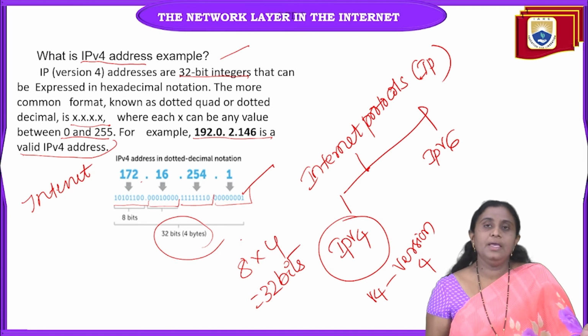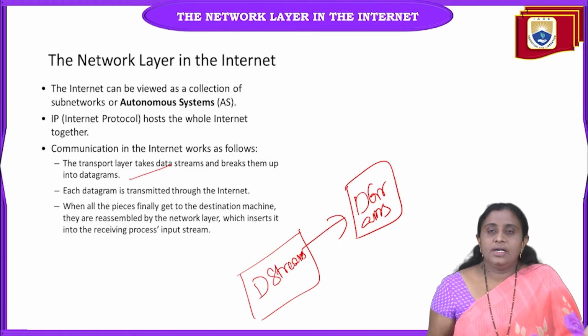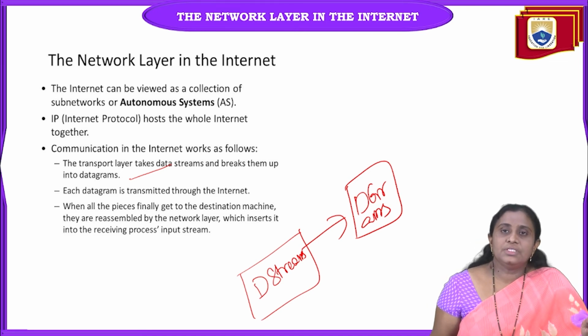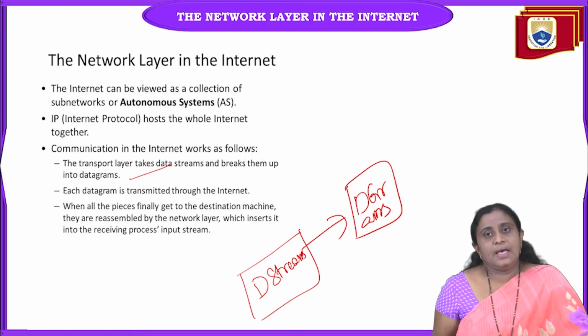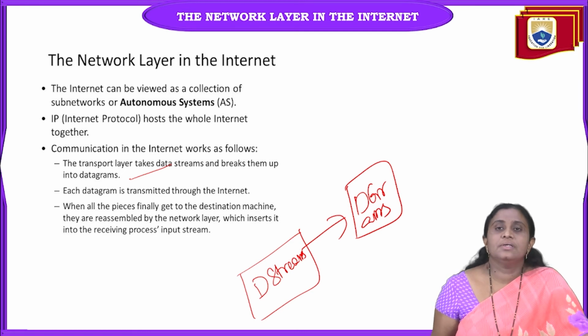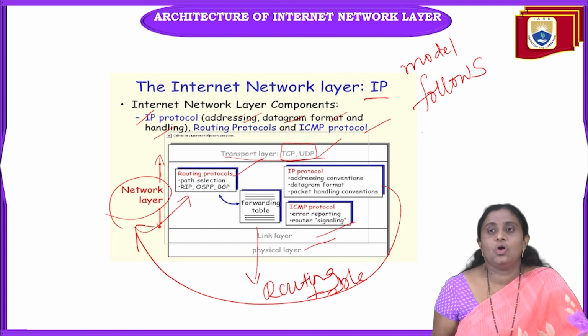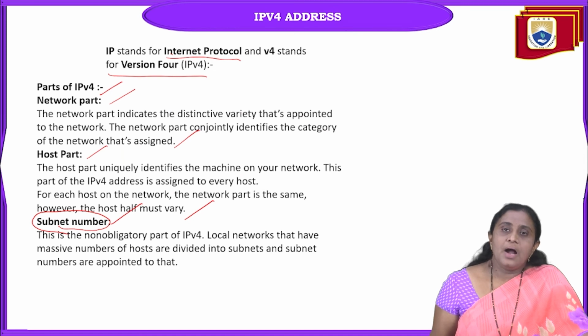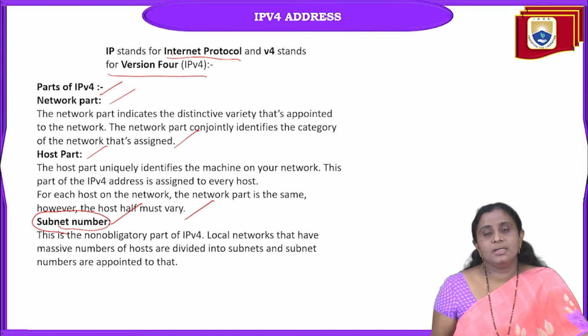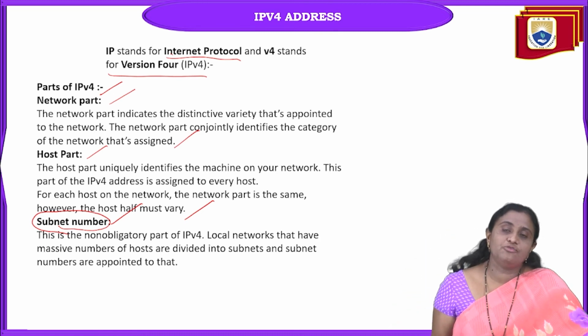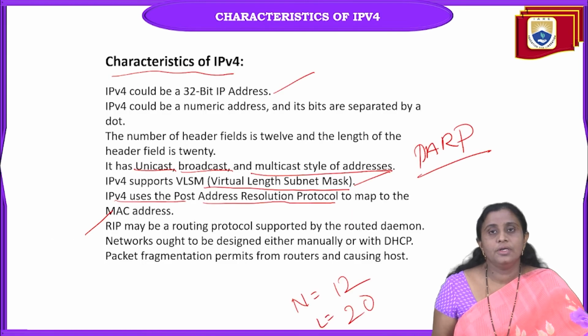What do you mean by IPv4? I have already discussed the network layer in the internet. Coming to this one, what is a type of subnet or autonomous systems, and the architecture of an internet layer under the network layer, like the IP protocols, what we can call routing protocols and ICMP protocols. After that, the parts of IPv4: the network part, the host part, as well as the subnet number. These are the three parts involved under IPv4.